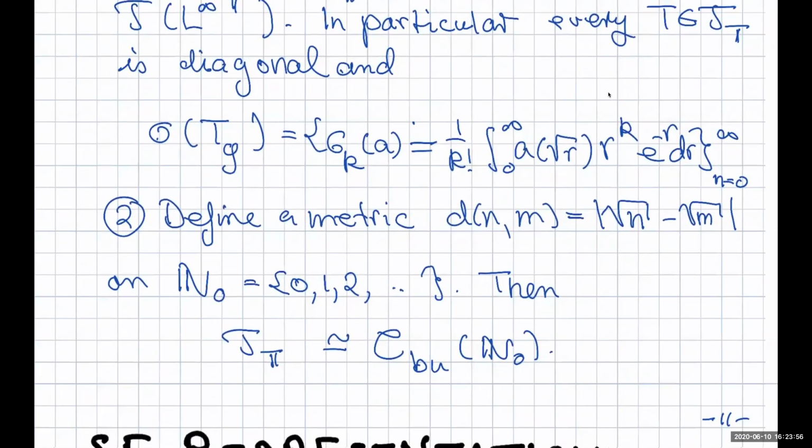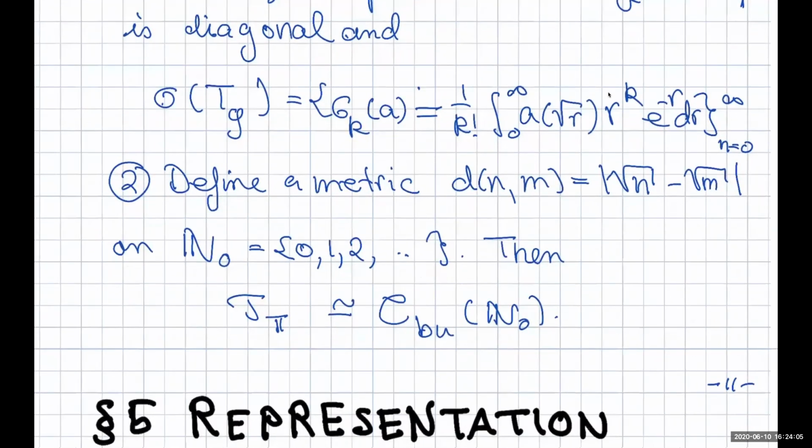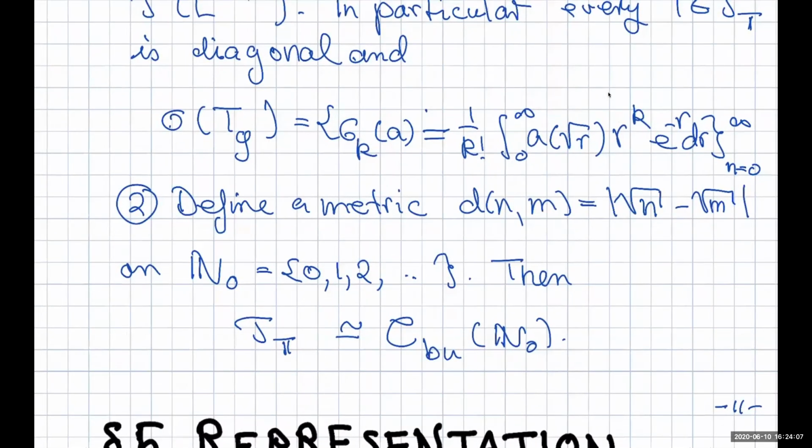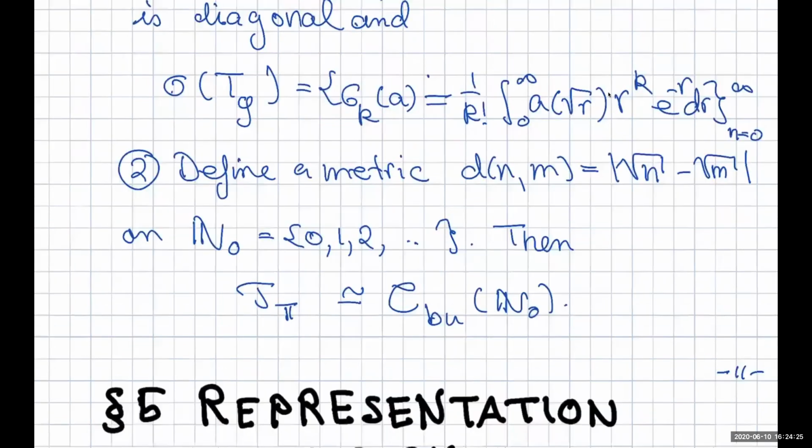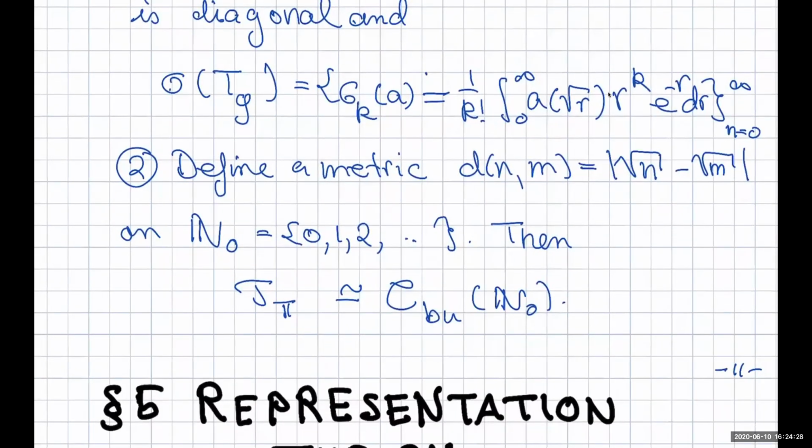And moreover, if we put the square root metric on the positive integers, then this Toeplitz algebra of the rotational invariant functions is nothing but the uniformly continuous bounded functions on N. And actually, Vishwa has done some generalization of this.